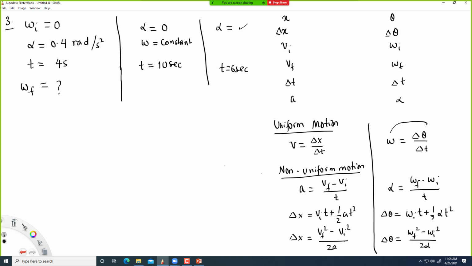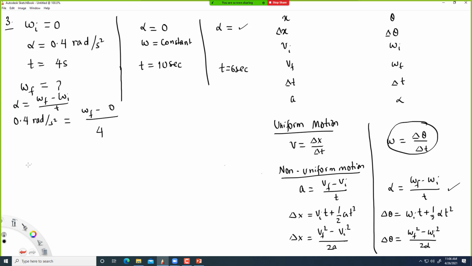We cannot use this one because it's not uniform. This motion is non-uniform motion, so this is not something we want to use. So which one should we use then? Should we use the first one? Yes, we can use the first one because we have everything here except omega final. So alpha is 0.4. We want to use alpha is equal to omega final minus omega initial over t. Alpha is 0.4 radian per second squared. Omega final is what we want to find. Omega initial is 0. Time is 4 seconds.